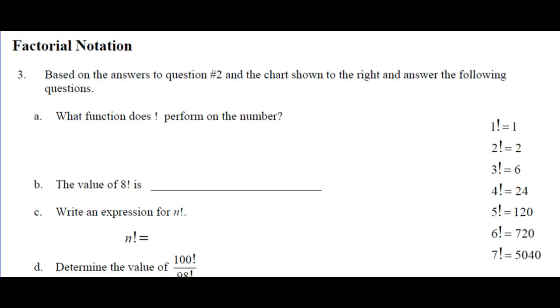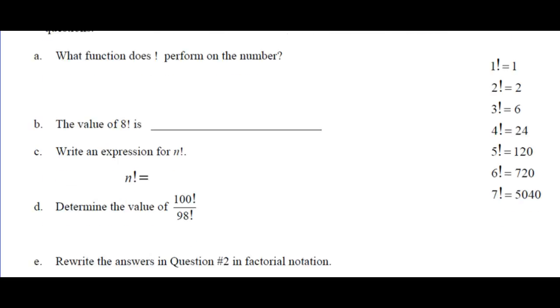Based on the answers to question 2 and the chart shown to the right, answer the following question. What function does the exclamation mark perform on the number? So here's a chart. 1 exclamation mark, which is read as factorial. The exclamation mark is read as factorial, or you just say it in a very excited tone of voice, like 2! Not 2, but 2!